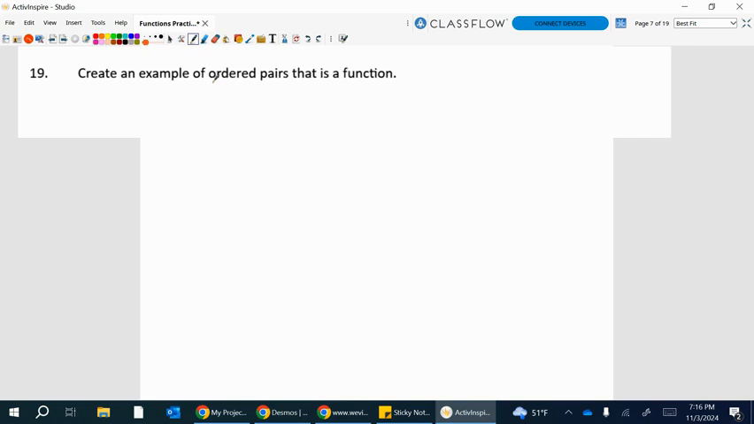Create an example of ordered pairs that is a function. So ordered pairs look like this. We would want at least 3. And we know to be a function, our x values all need to be different. So you can do whatever you want. I'm just going to do 1, 2, and 3. And then I'm just going to make whatever. I'm going to use 4 multiple times because it doesn't matter. As long as you have 3 different x values, it is a function.